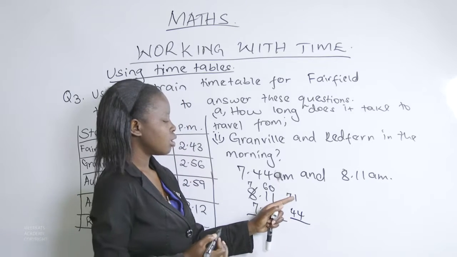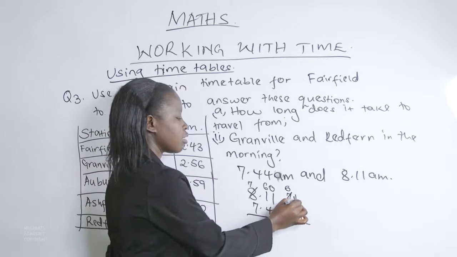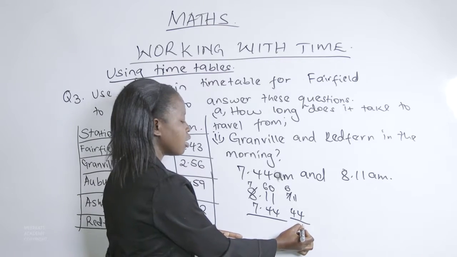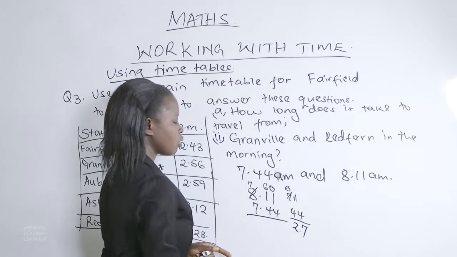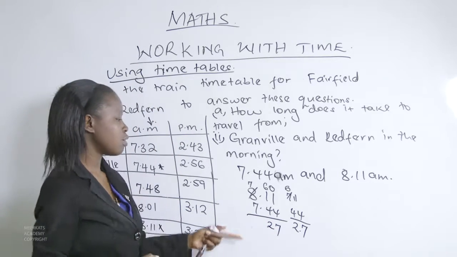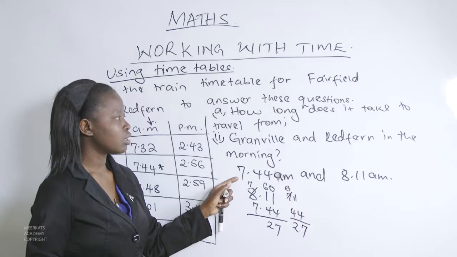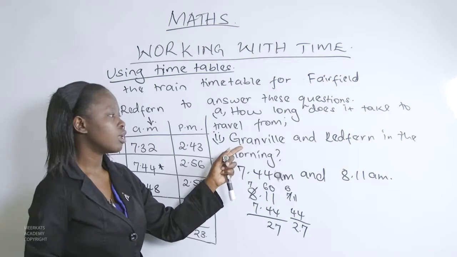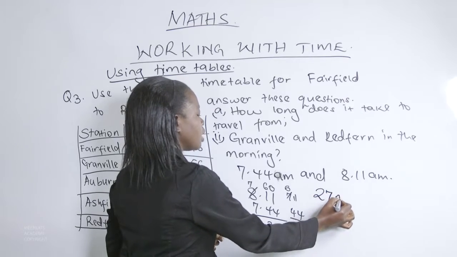This means that I have to borrow 1 from the 7 so that I'm left with 6 to make this 11. 11 minus 4 is 7. Then 6 minus 4, we have 2. So this means that we have 27 minutes. 71 minus 44 is 27 minutes. Then 7 minus 7 is simply 0. So this means that the difference between the time this train takes to travel from Grenoble to Redfern is simply 27 minutes.